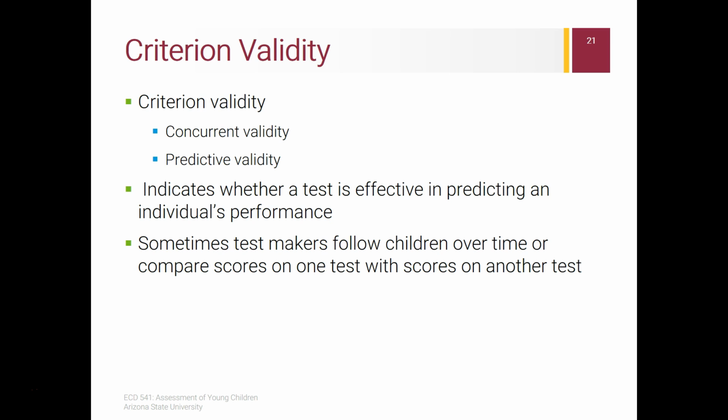Criterion validity answers the question whether the test results match up with other known measures of a characteristic. There are two types of criterion validity: concurrent and predictive. Concurrent validity refers to the process where a test result is compared with another indicator at the same time, while predictive validity refers to the process where the test result predicts a later outcome.